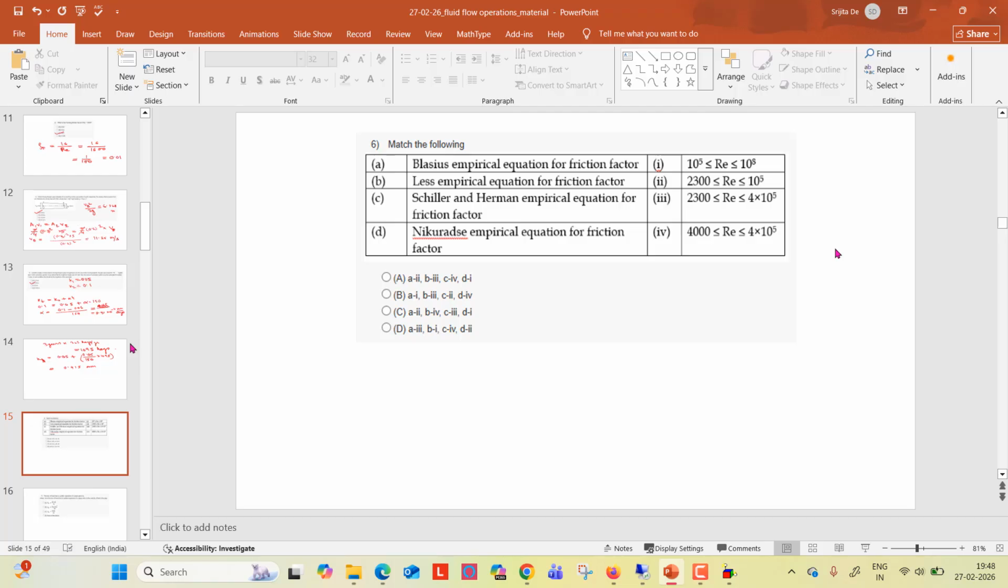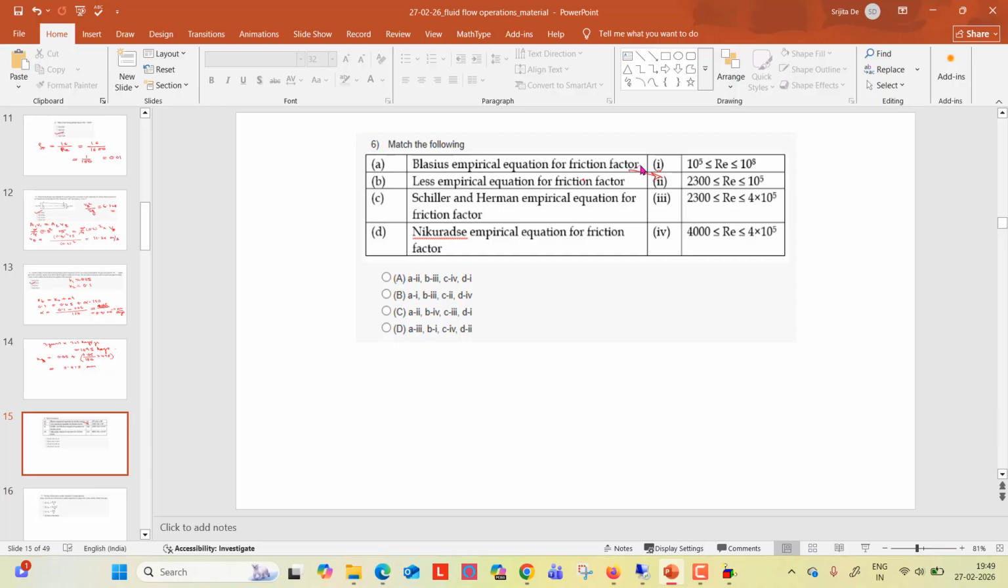Blasius empirical equation for friction. So we have to now compare. We have seen some empirical equations earlier, right? In the Blasius empirical equation, the Re varies from 2300 to 10 to the power 5. So A is related to 2.